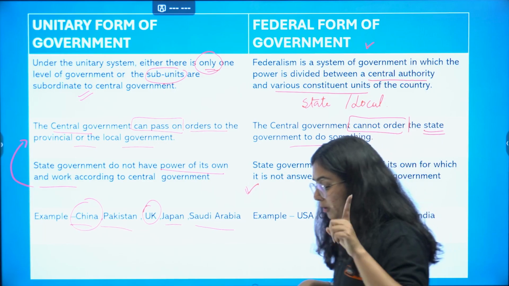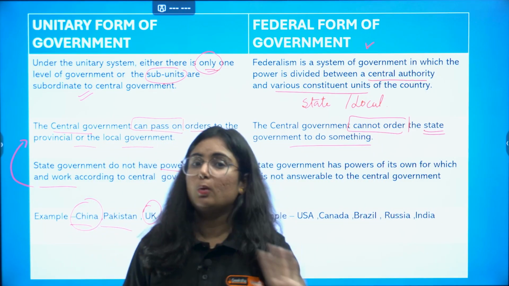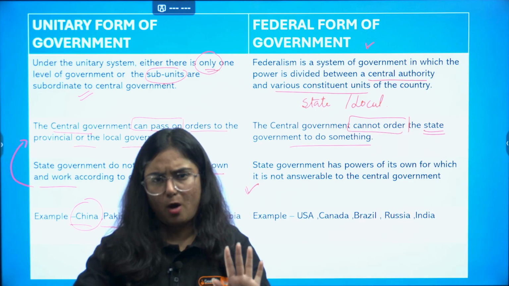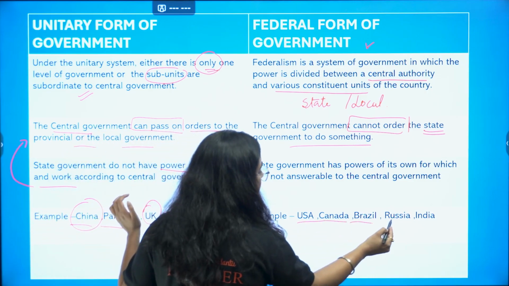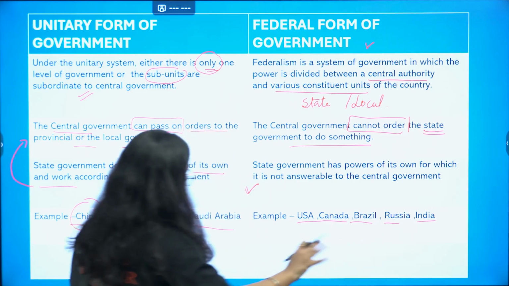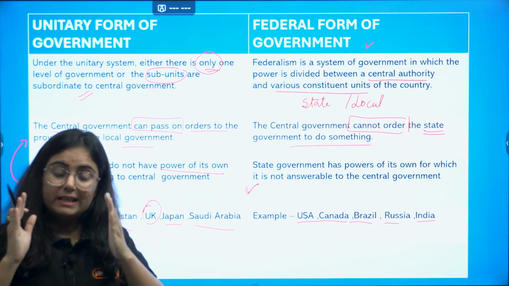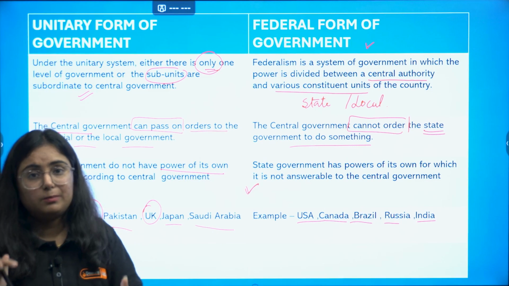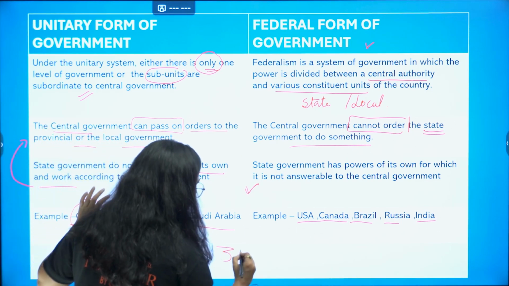But when we talk about federal countries, the first country which adopted federalism was USA, because it is the first country to be democratic as well. So it is USA, Canada, Brazil, Russia and India. I have given you 5 examples. I want you to at least mug up 3 examples, because this question will come in 3 markers.